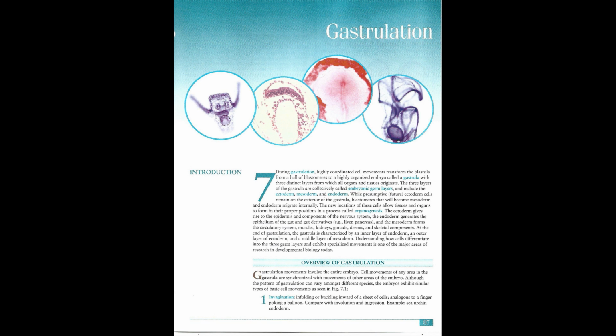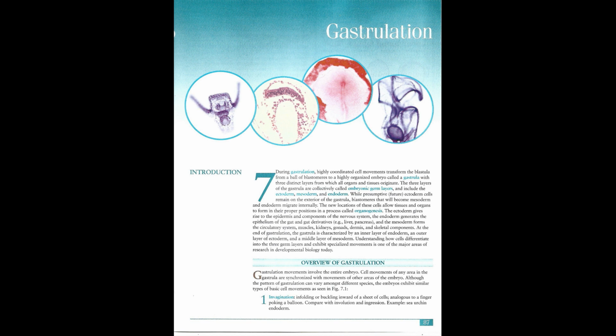While presumptive (future) ectoderm cells remain on the exterior of the gastrula, blastomeres that will become mesoderm and endoderm migrate internally. The new locations of these cells allow tissues and organs to form in their proper positions in a process called organogenesis. The ectoderm gives rise to the epidermis and components of the nervous system.